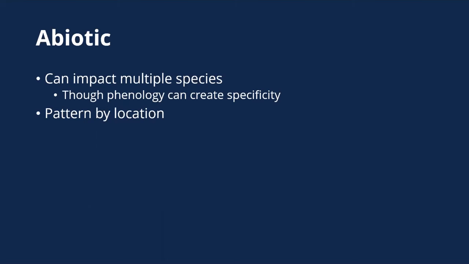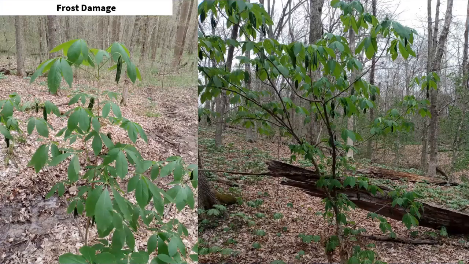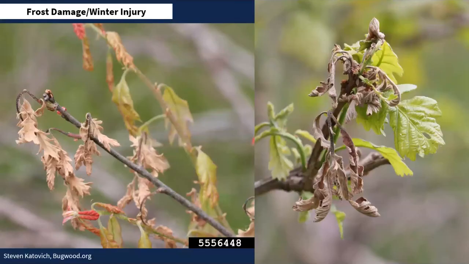Phenology can create some specificity in the sense that it's just what trees are susceptible at that time. And you just try to pattern abiotic conditions by location or history. We found a little bit of frost damage. I found this the other day on some buckeyes where we had some of the leaves wilting down from a late freeze we had here. If it's really cold, you can have some severe dieback due to frost damage on these. So that's one. Again, just knowing the history of the site, knowing the area.